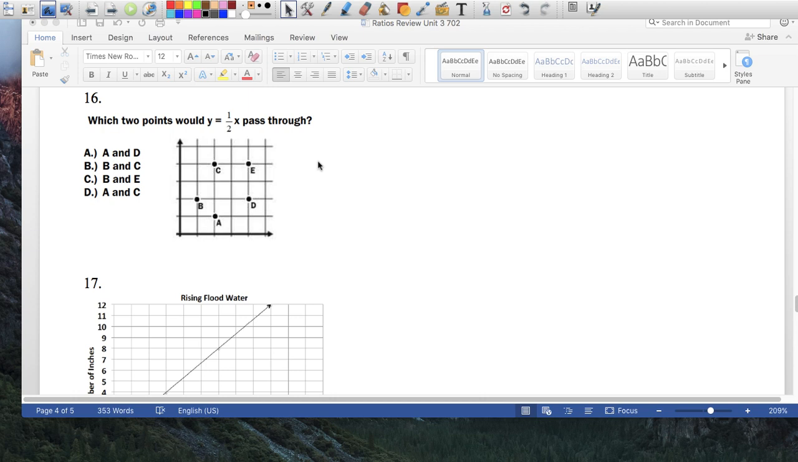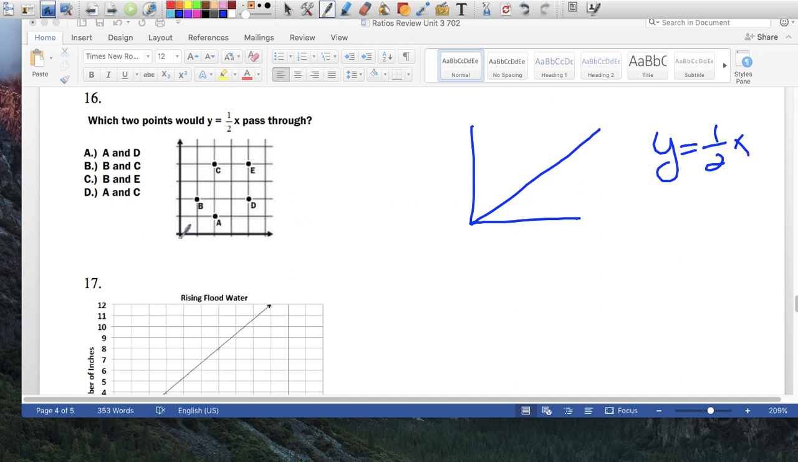16. Which 2 points would y equals kx pass through? So if you were to graph, think about this for a second. If I told you here's your equation, y equals kx, you know it's proportional, goes through 0, 0, and it will go like this, right? So therefore, will it pass through A and D, or B and C? Well, I don't think E, because if it goes through E, it would go through B or A, there's no way. So anything that has E, it's already garbage. So it's either going to be A and D or B and C. So one of those two you have to pick.